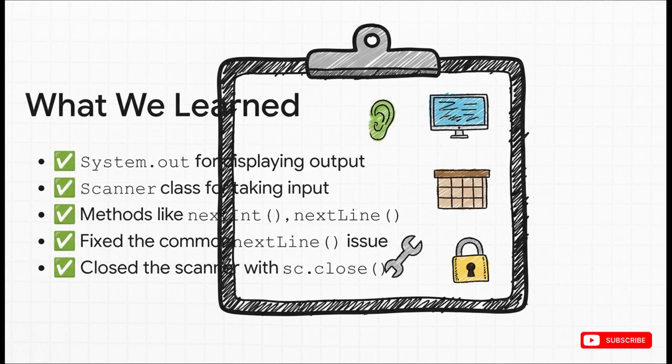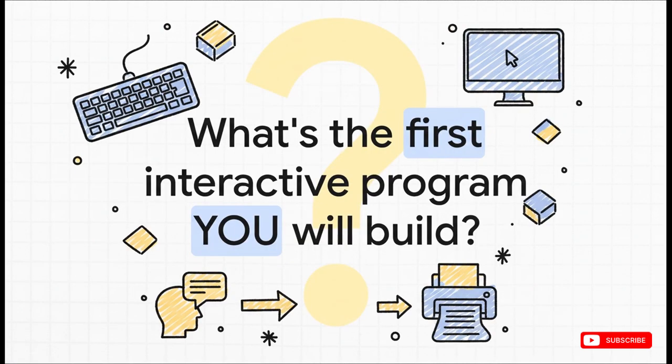We know why it's so important to match our scanner methods to the right data types. We know how to fix that tricky nextLine bug. And we know the good habit of closing our scanner when we're done. That's a ton of ground to cover. With these tools, you can already build so much. A simple calculator, a program that asks for a user's name and says hello, a fun little quiz game. The possibilities are totally wide open. So I guess the only question left is, what's the first interactive program that you're going to build?